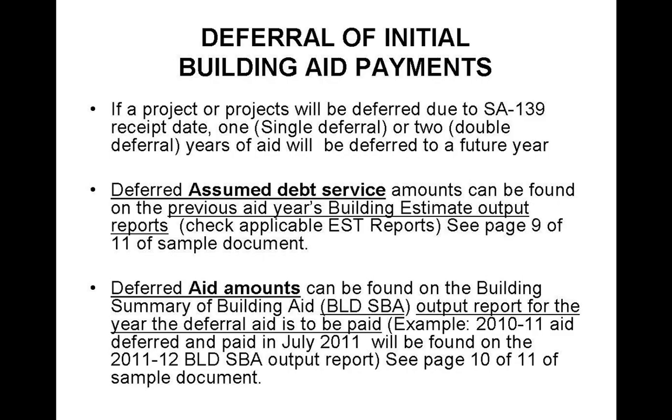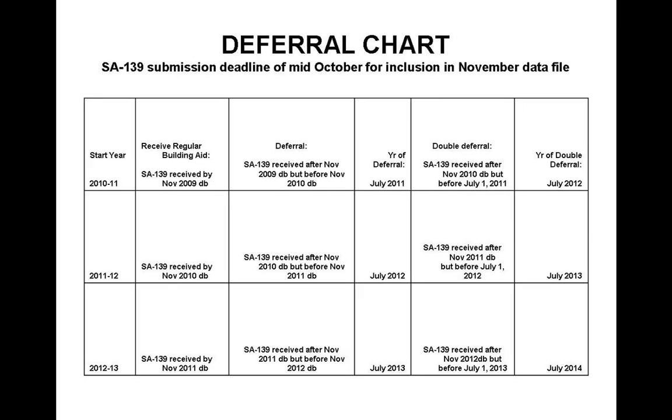And next, just as a reference for you, we have a deferral chart for the last couple of years of debt service. An important note, the SA 139 submission deadline of mid-October has been in place for the last few years and will continue to be for guaranteed inclusion in the November data file. Typically it's October 15th, but it's somewhere in that range, and we always have that information out on our website.